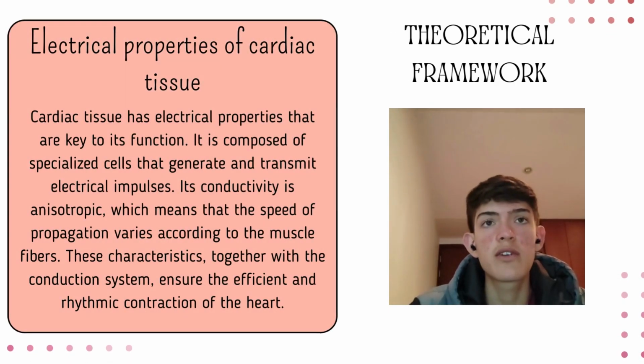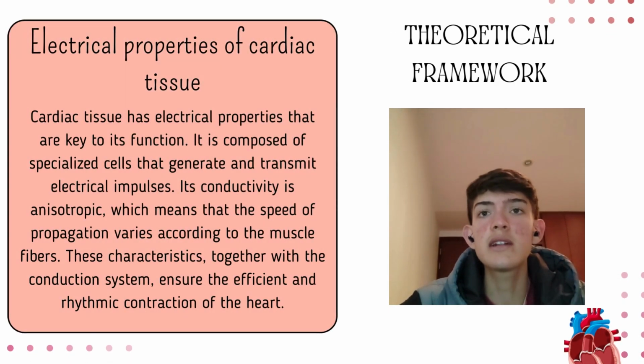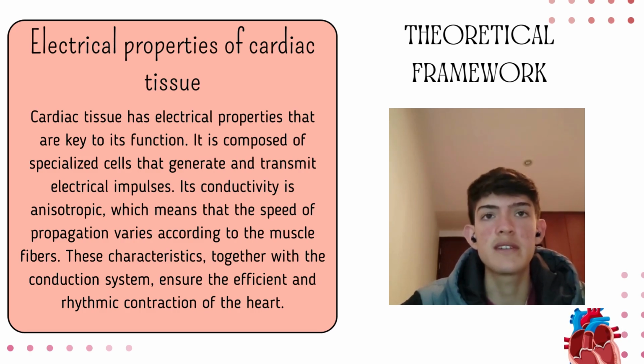Electrical properties of cardiac tissue. Cardiac tissue has electrical properties that are key to its function. It is composed of specialized cells that generate and transmit electrical impulses. Its conductivity is anisotropic, which means that the speed of propagation varies according to the muscle fibers. These characteristics, together with the conduction system, ensure the efficient and rhythmic contraction of the heart.